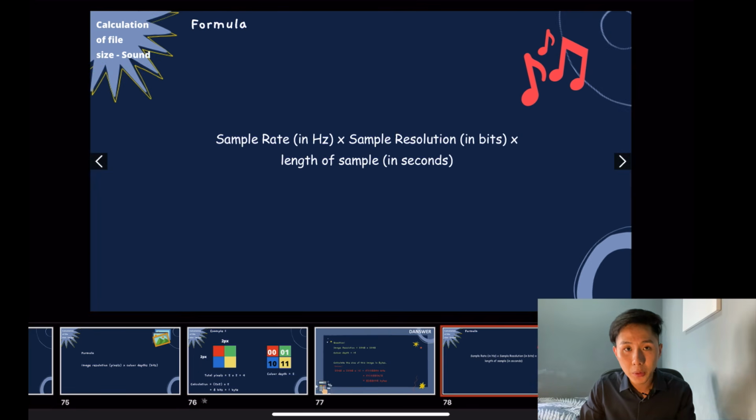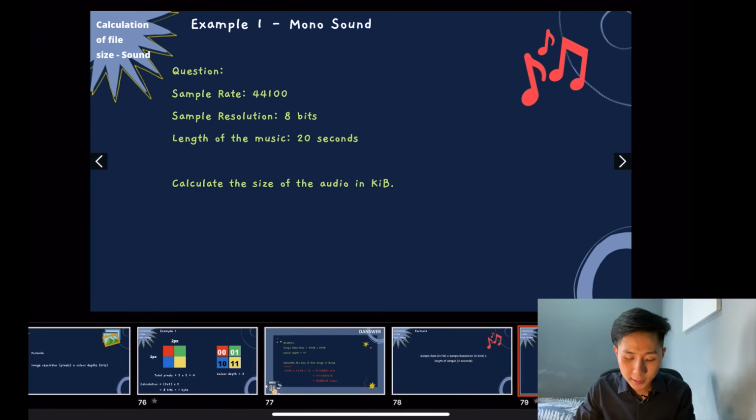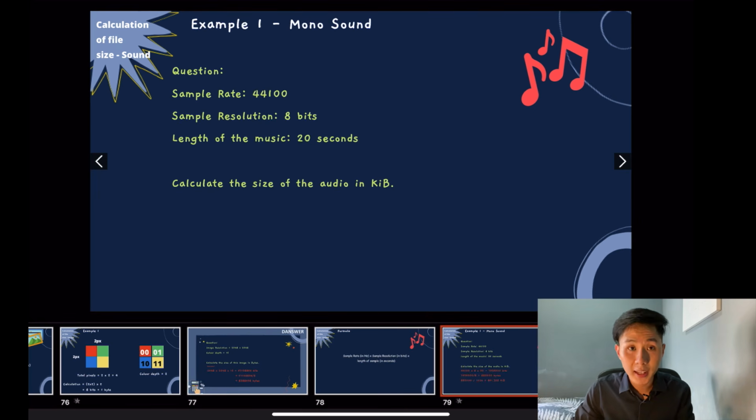Let's move on to how we calculate the size of a sound. The way we calculate this is to use this formula. First, we use the sample rate multiplied by the sample resolution and also the length of the sample in seconds. Let's look at one example question. Imagine that this is the question. They say that this is a mono sound, and they give you a sample rate, sampling resolution, and the length of this music in seconds. And they say they want the size of the audio in kibibyte.